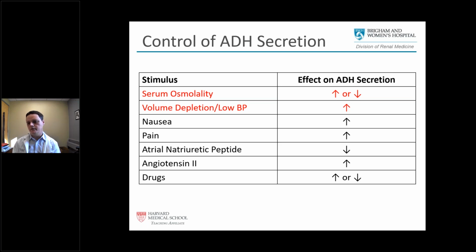But very importantly, there is another stimulus to ADH secretion as well, which is extremely important when we're thinking about how to manage these patients, and this is volume depletion. So when patients are volume depleted and when they have hypotension, you will get an increase in ADH secretion. There are a number of other factors which also increase ADH secretion, including nausea, pain, and a lot of different medications which can influence it also. And ANP and angiotensin II, which are also involved in regulating volume status, will also change your ADH secretion.